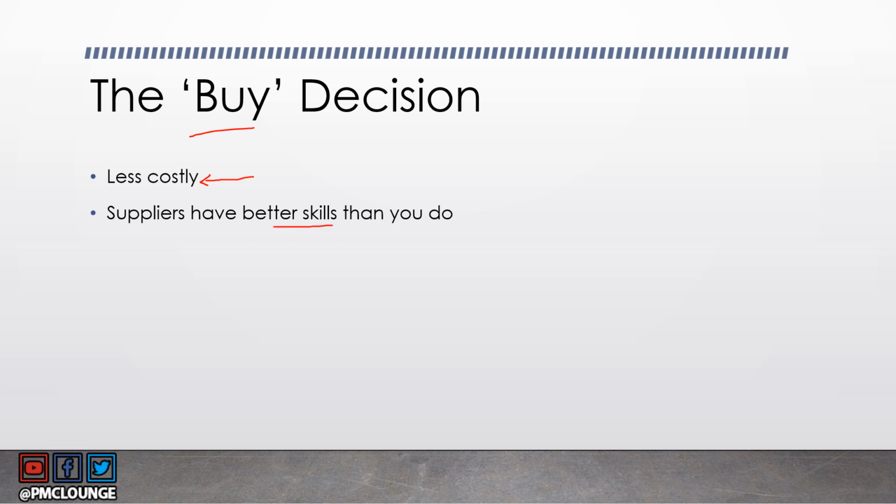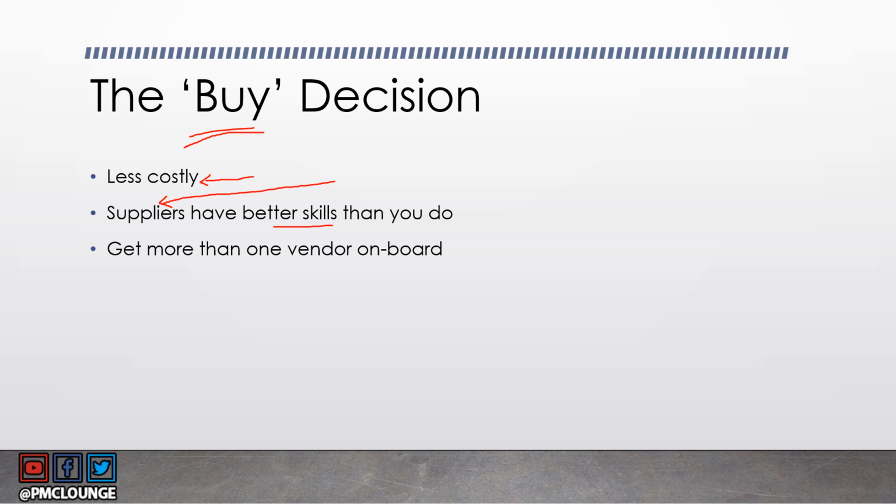Suppliers have better skills than you do, if the product that you're looking for, right? Let's say you are creating a website and you need a piece of code which is, let's say, e-commerce integration. There are certain suppliers out there that have expertise in e-commerce integration, while your team does not even have the basic training of e-commerce integration. Then it makes sense to take the buy decision, get the experts on board and let them do their job.